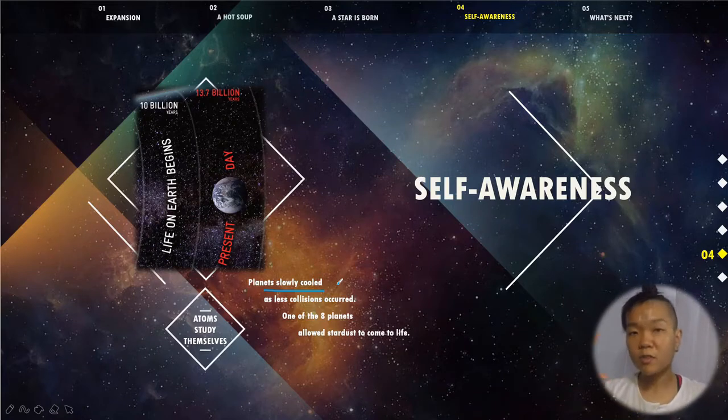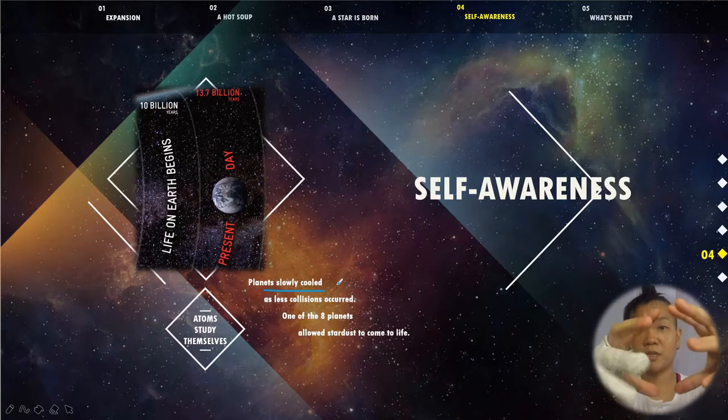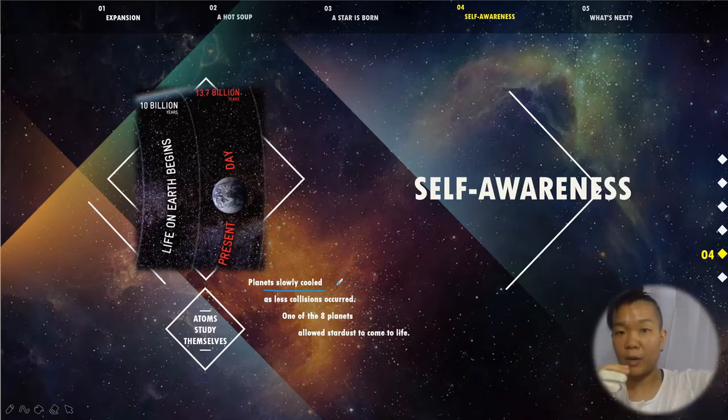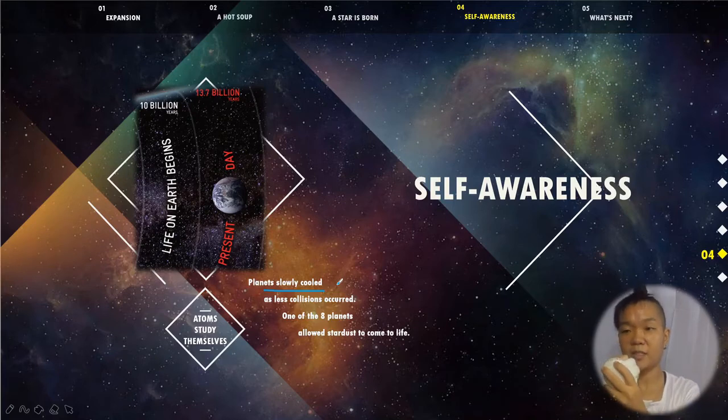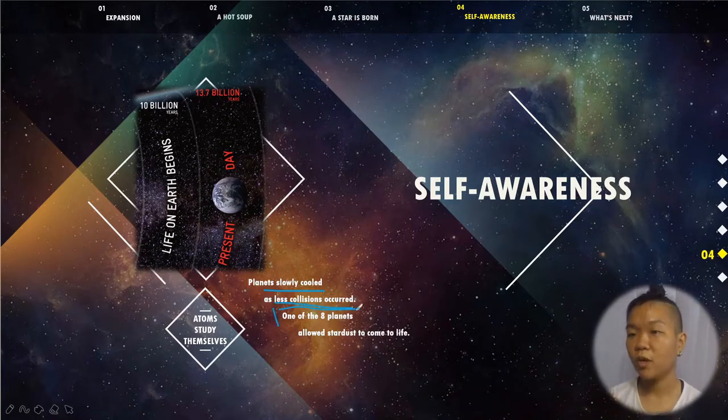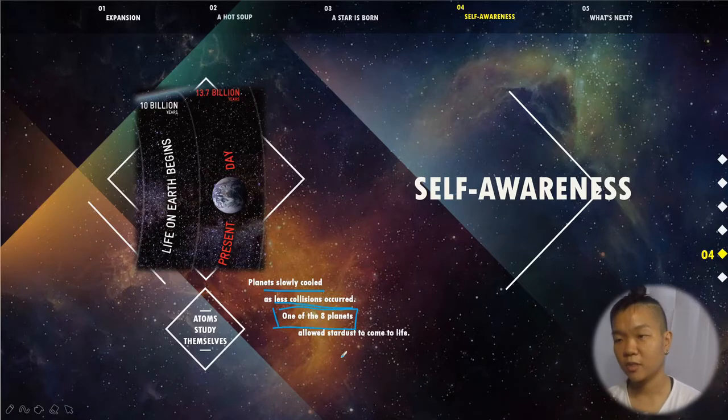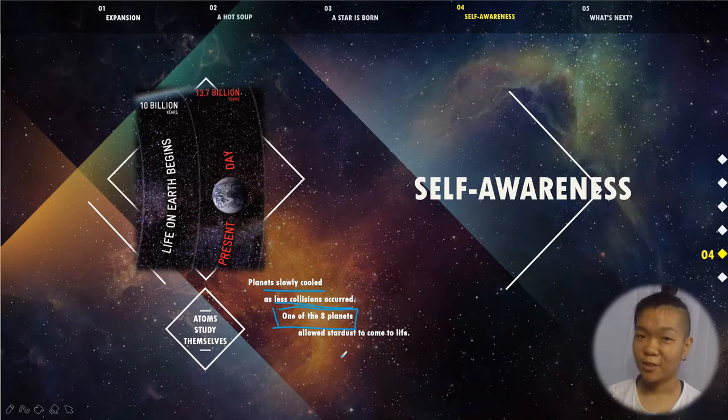Since through time, most of the matter around the sun was accumulated by the sun, napunta na sa sun, na-attract na dun sa sun, and also na-attract na din dun sa mga ibang planets. There's less of the free-flying elements and atoms out there. So that means there were less collisions, and that also means that the planets now cooled. One of the 8 planets that were formed in the solar system allowed stardust to come to life. The children of dead stars. Nakikita na po ba natin kung bakit?